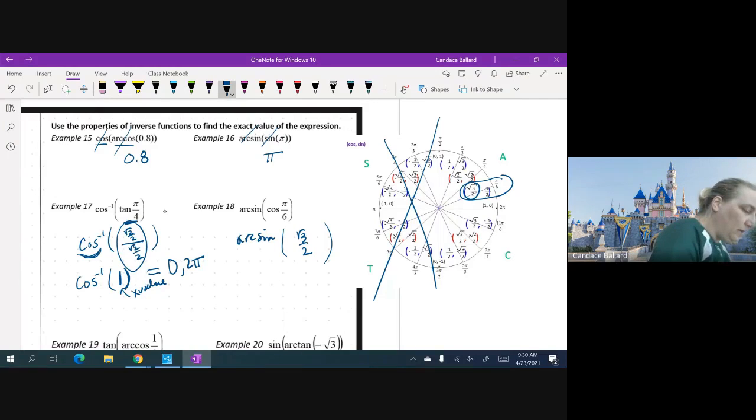So I know that I can only look in quadrants 1 and 4, and I'm looking for positive square root of 3 over 2. I'm noticing it's right here. So my arc sine of the cosine of pi over 6 is pi over 3.